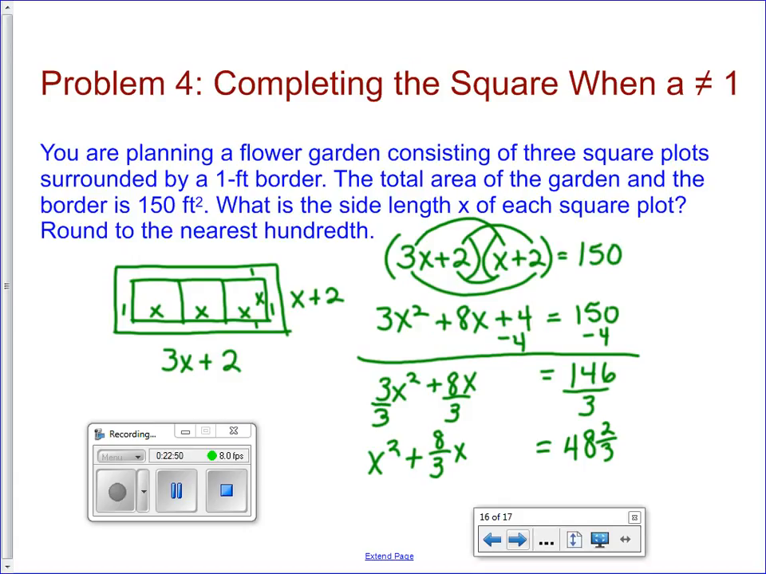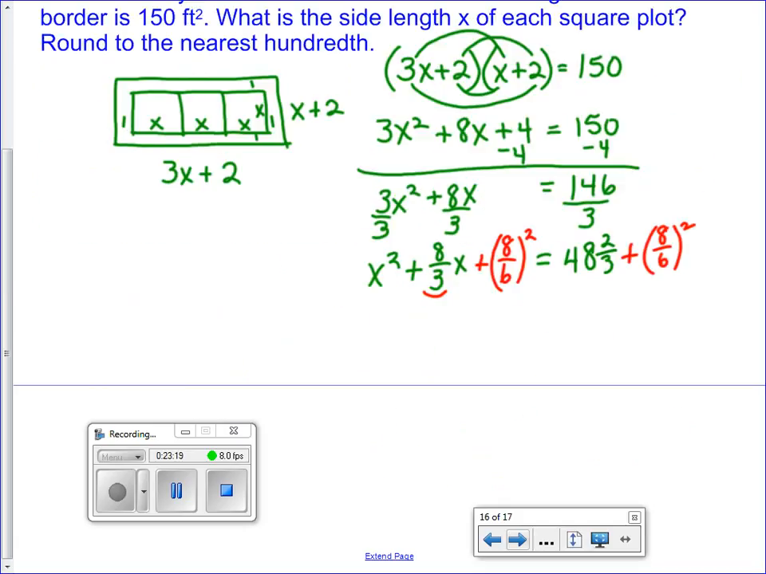Okay, so completing the square. I want to take my b, which is 8 over 3, and I want to halve that. Half of that would be 8 over 6. That would be taking 8/3 times 1/2, and that would be 8 over 6. And of course we're going to square that to make a perfect square. And so we're going to add the same thing to the right side, 8 over 6 squared.